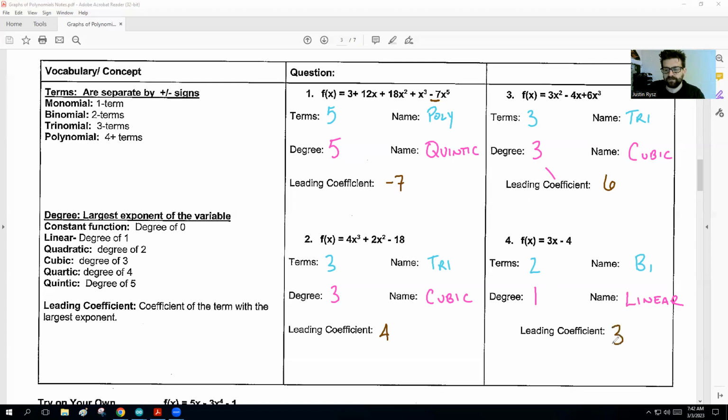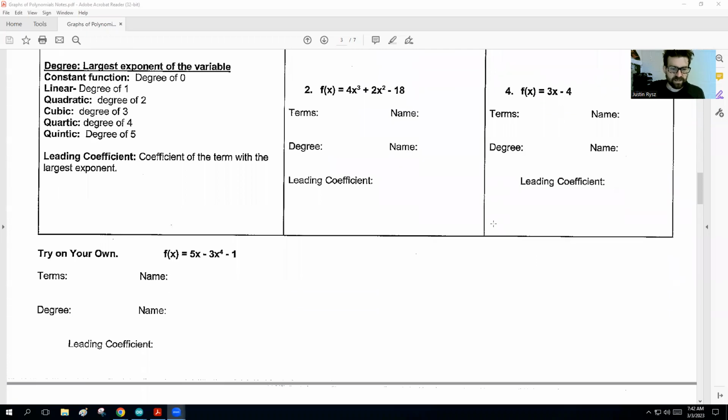Okay, so why don't you go ahead, pause this video if you're watching this, and try this one on your own. All right, let's see if you got it right. How many terms are there? There are 3 terms, so this is a trinomial.